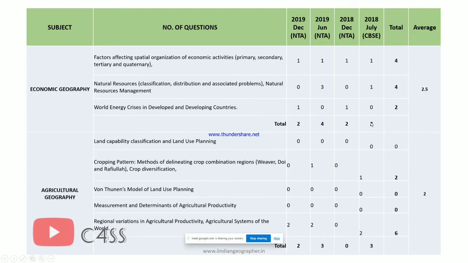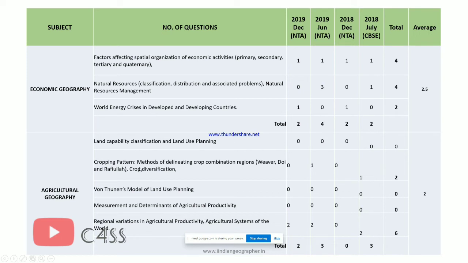Economic geography, you can expect approximately 3 questions, and these are basically dealing with primary and secondary occupations and all, the natural resources and their distribution. So you'll find a fairly good amount. The entire topic is being covered by them.